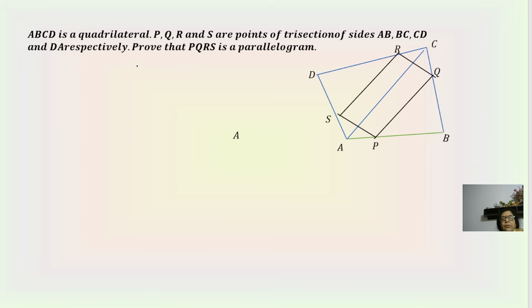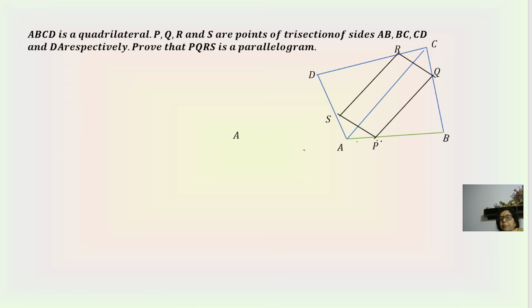Moving on to the next question. We are given here ABCD is a quadrilateral, PQRS are points of trisection of the sides AB, BC, CD and DA. Prove that PQRS is a parallelogram. So here we are given a quadrilateral ABCD where PQRS are the points of trisection of the sides of the quadrilateral. So it's already given in the figure that P is situated here. So these points are already marked over here.